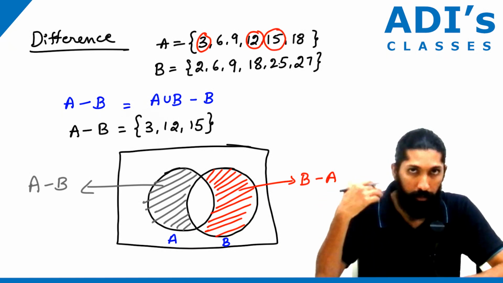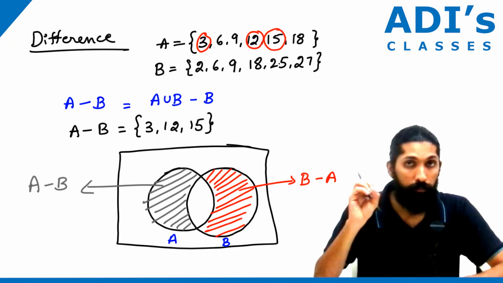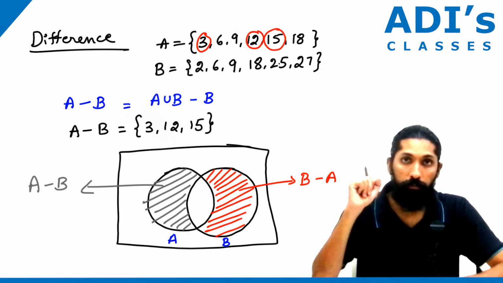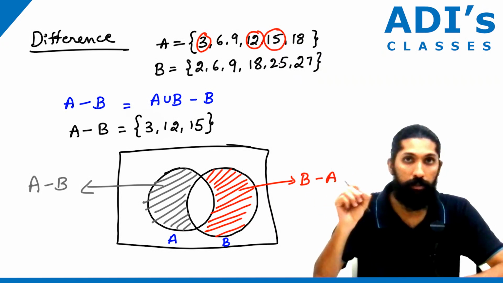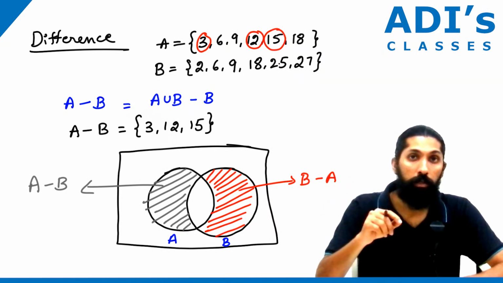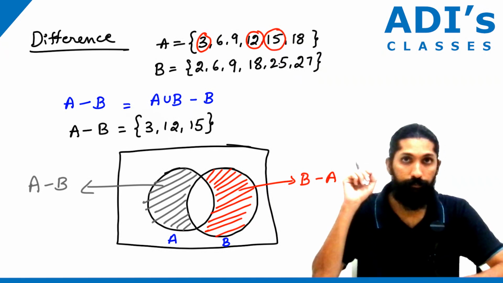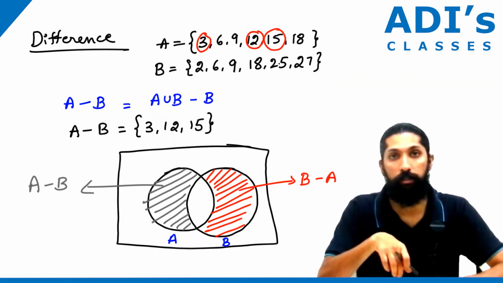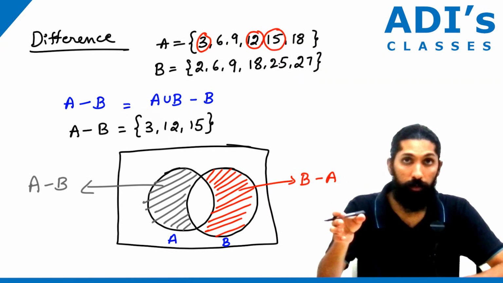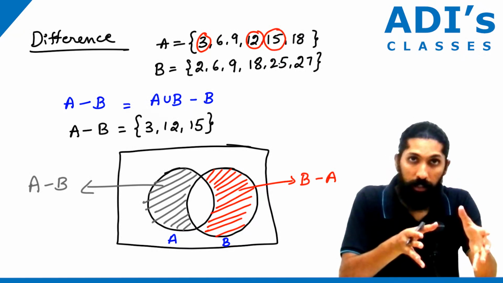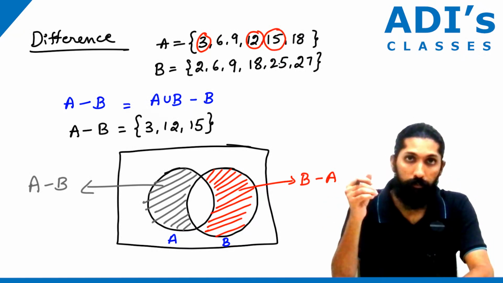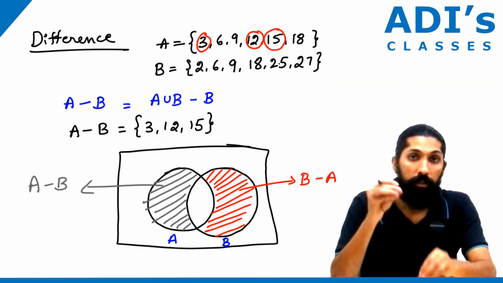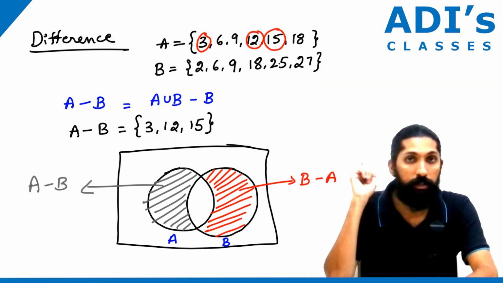I'm just telling you this one. I want you to think on your own. A union B minus A intersection B gives us A minus B union B minus A. Think about it. Now, this is basically the difference of sets. So the difference of sets in the sense what? Elements which are present in one set but not in the other. In other words, elements which are present in only one set. That is basically the difference of sets.